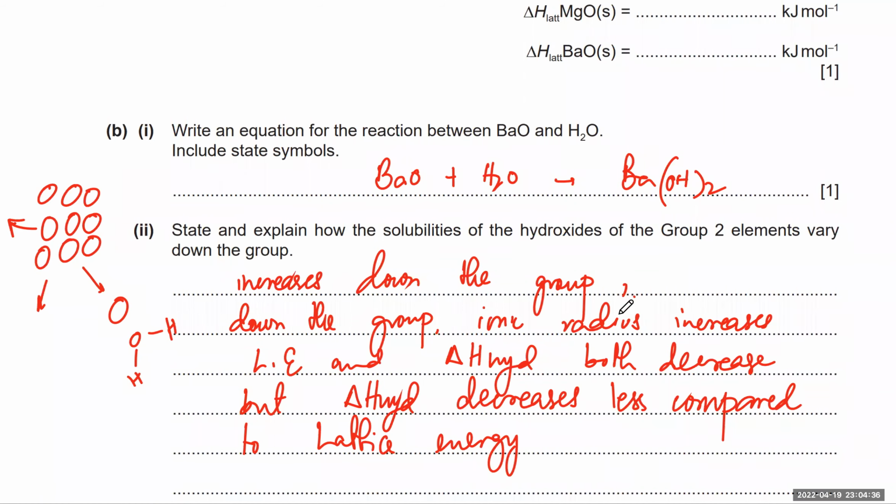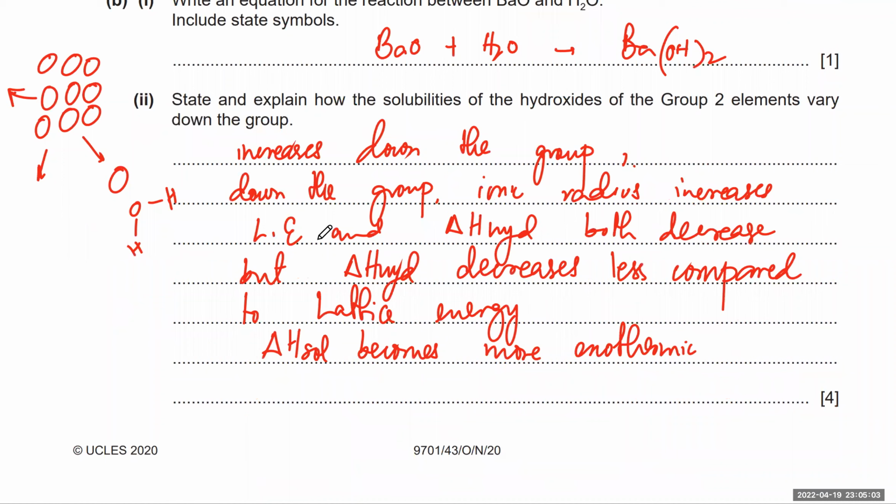So down the group, ionic radius increases. Both lattice energy and enthalpy of hydration decrease, but the hydration decreases less, or is relatively bigger in size compared to lattice energy, which is why enthalpy of solution becomes more exothermic. Again, this is a question that appears in every paper, so make sure you remember this. It's a lot easier to actually memorize this.